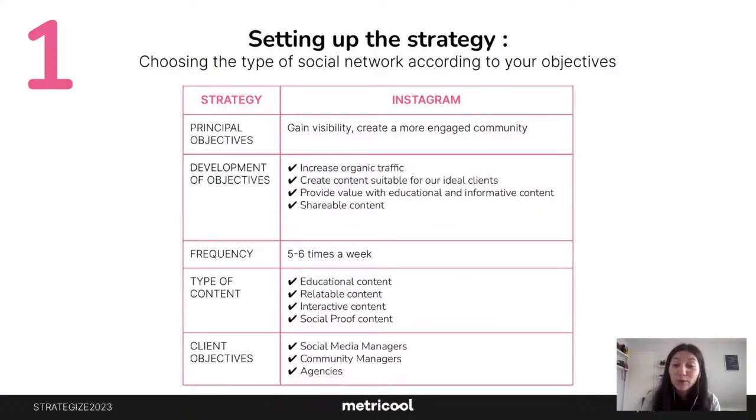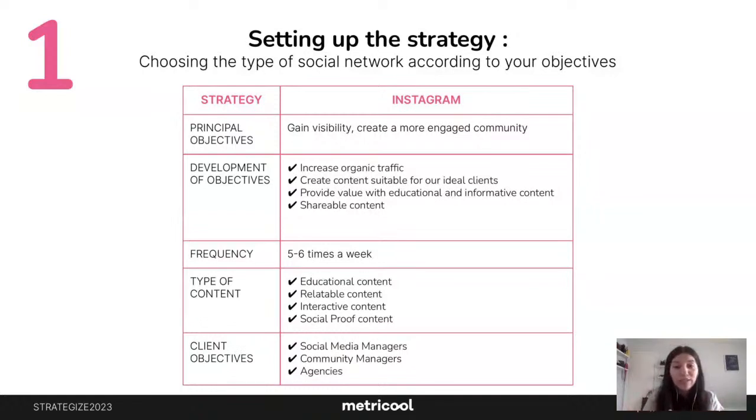So like I said earlier, I was going to use Instagram as an example just because that's one of the more popular ones. So once you have figured out what platforms you want to do, you're going to want to further break that down. So your principal objectives, like I said, for Instagram, we wanted to gain visibility and create a more engaged community. So how are we going to achieve those principal objectives? You're going to want to then break it down to the development of those objectives. So for us, that would be increasing organic traffic, creating content that is suitable for our ideal clients, providing value with educational and informative content, and of course, creating shareable content.